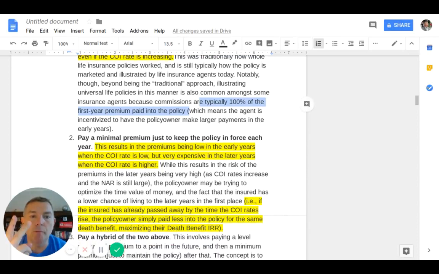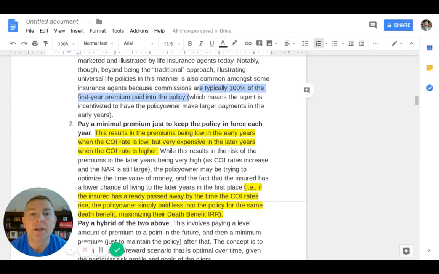Option number 2, pay a minimal premium just to keep the policy in force each year. This results in the premiums being low in the early years and the cost of insurance rate, the likelihood you're going to die, is low. But because the NAR, the net amount at risk, is high, the cost of insurance charge is still pretty high. But your COI rate gets very expensive in the later years because you're more likely to die.